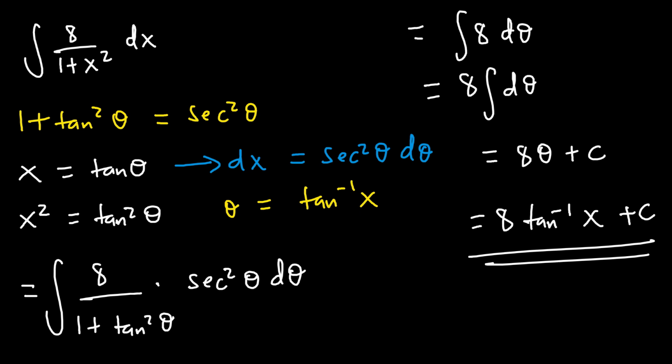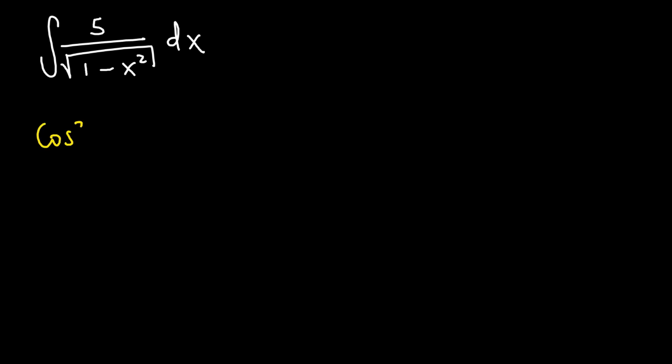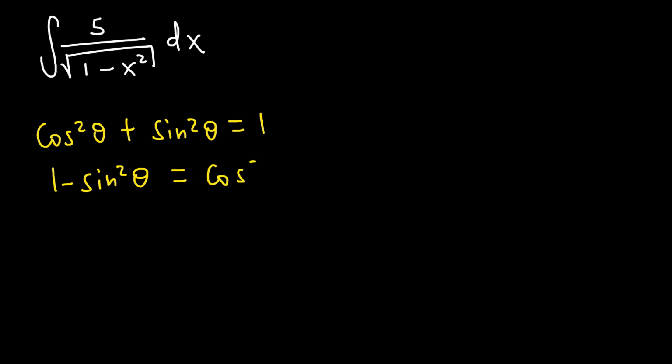Now let's look at sine substitution. Let's say we have the integral of 5 divided by the square root of 1 minus x to the power of 2 dx. How can we solve such an integral? From trigonometry, we know that cosine squared theta plus sine squared theta equals 1. And therefore 1 minus sine squared theta will be equal to cosine squared theta. And from this, we know that we should set x to be equal to sine theta. So we shall have x equaling the sine of theta.